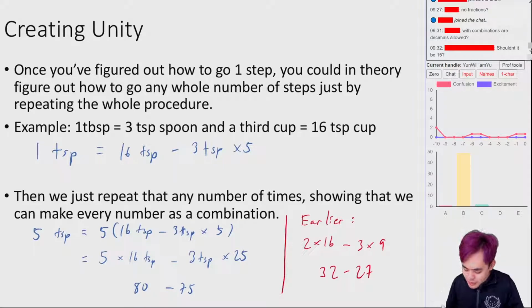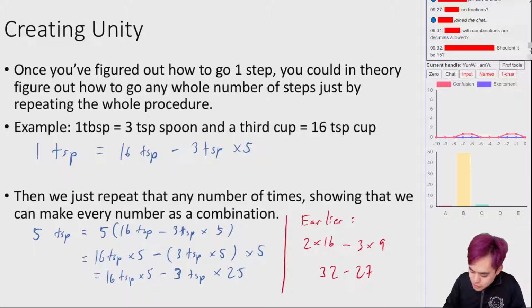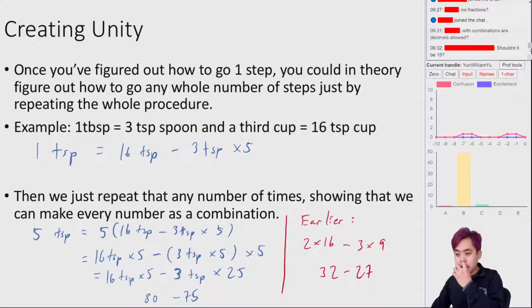Let me rewrite this to make it a little bit more clear what we're doing here. So here, this is 16 teaspoons times 5, right? Minus, distributed properly, 3 teaspoons times 5 times 5. So that's equal to 16 teaspoons times 5 minus 3 teaspoons times 25, which is 80 minus 75. Does that answer your question?